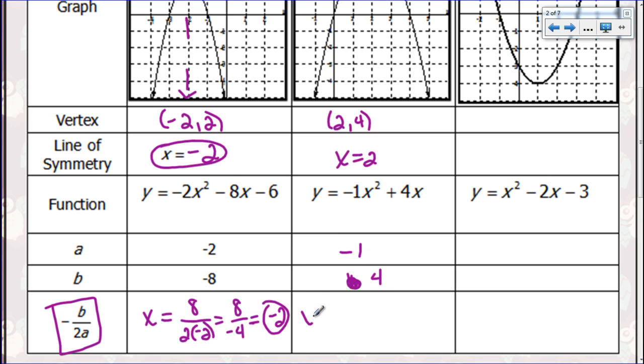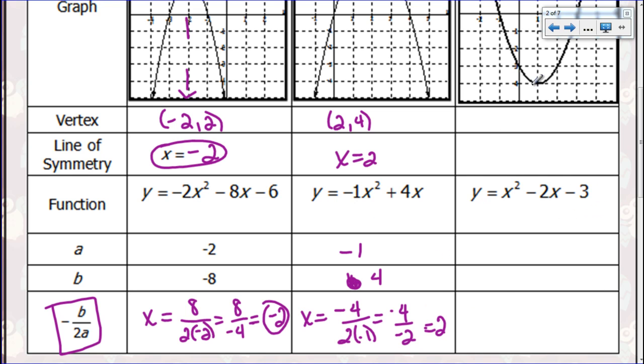And so when I do the line of symmetry, I do the opposite of B, which is negative 4, over 2 times A. So I do 2 times negative 1. So I end up with negative 4 over negative 2. And when I do that division, I get 2. So they are the same thing.